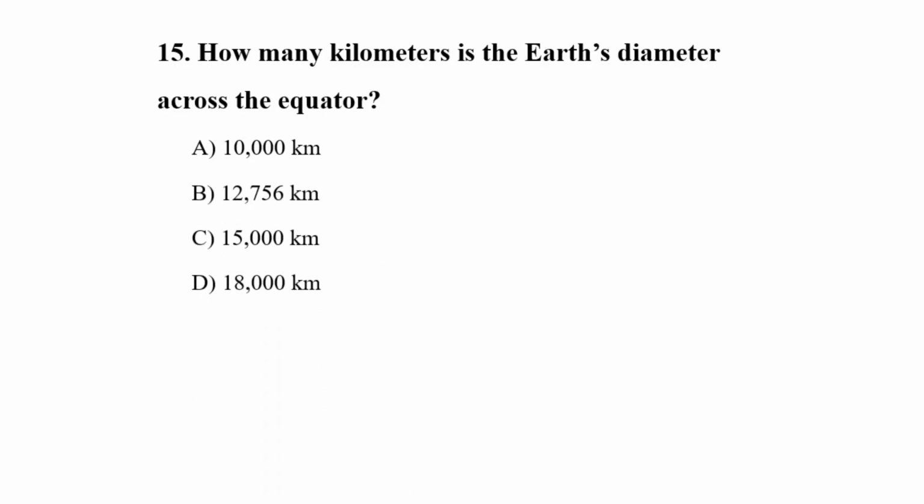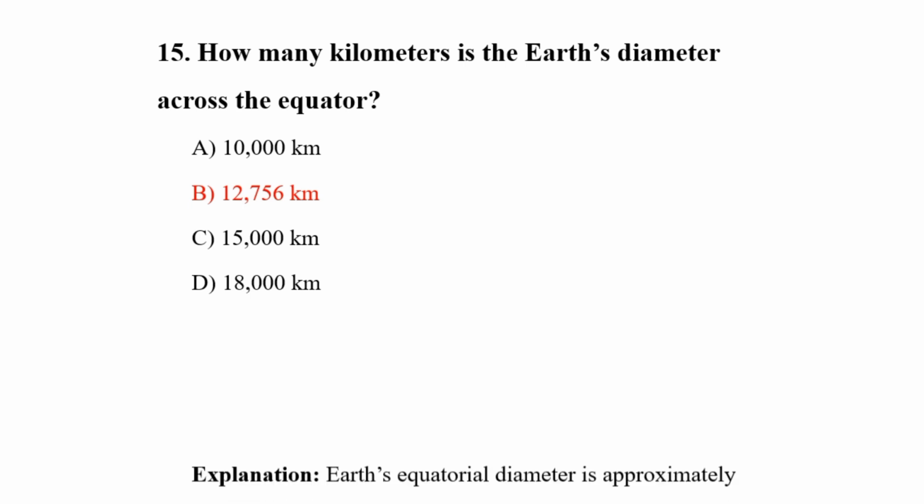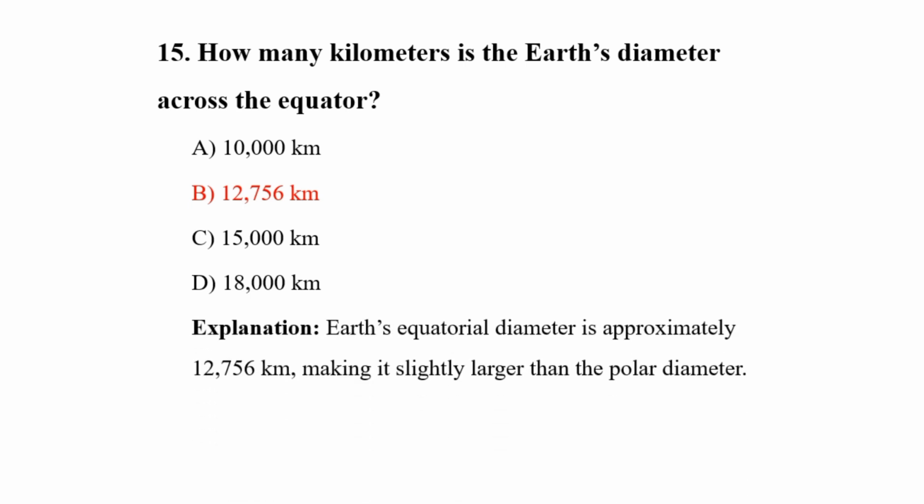Question number 15. How many kilometers is the Earth's diameter across the equator? A. 10,000 kilometers. B. 12,756 kilometers. C. 15,000 kilometers. D. 18,000 kilometers. The answer will be 12,756 kilometers. Earth's equatorial diameter is approximately 12,756 kilometers, making it smaller than the polar diameter.